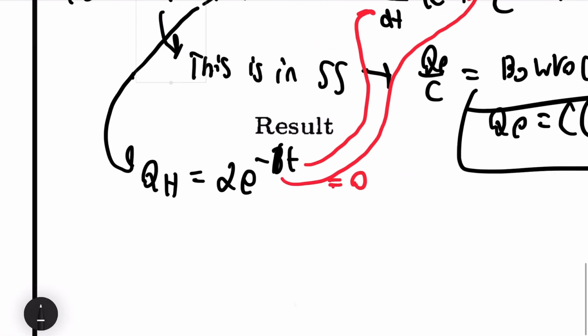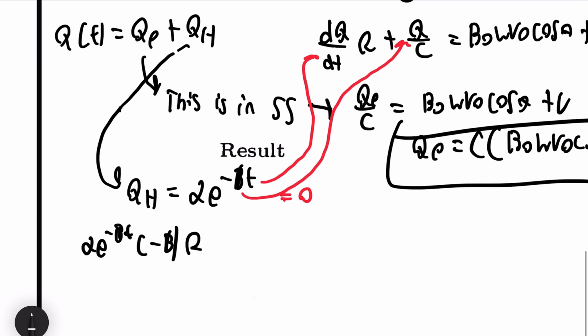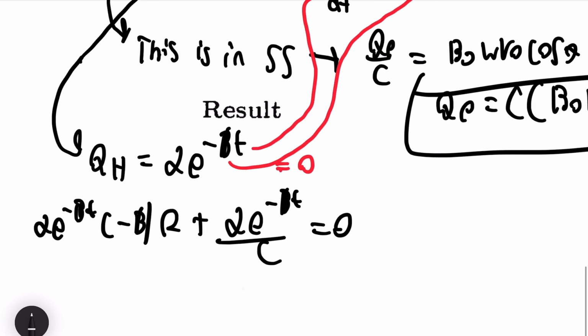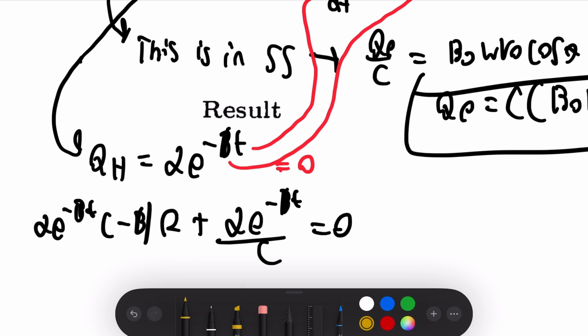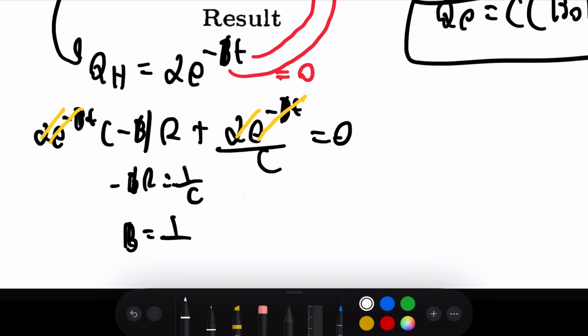So I'm going to get the derivative of itself, right? Alpha e to the negative beta t times the chain rule, which is negative beta, times r, right? Plus alpha e to the negative beta t over c is equal to 0. And in this step, you always solve for beta. So divide by e, divide by alpha. You always solve for beta. I'm going to move the c to the side. So I'm going to get negative beta r equals negative 1 over c, or beta is 1 over rc.